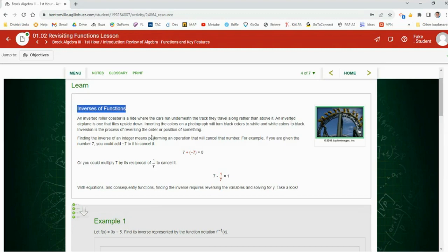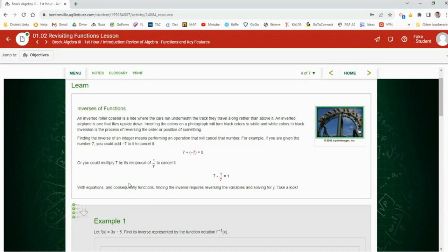So to find the inverse of an integer means you would perform an operation that would cancel out the number. For the number 7, you could add -7, and that would cancel it out. Now you have nothing. Or you can multiply 7 by 1/7, cancel that out, and just have 1. So in multiplying, you do a reciprocal.